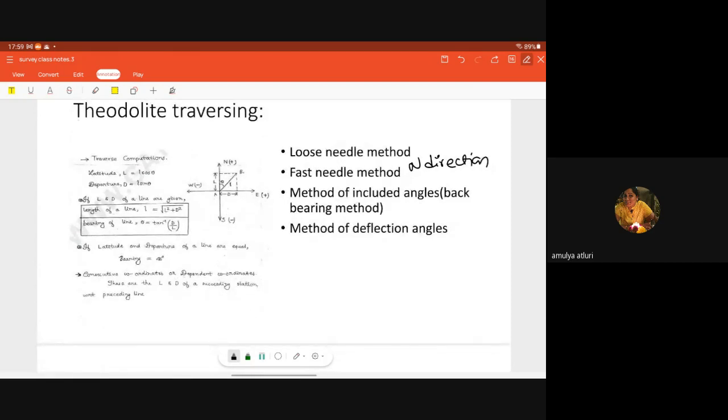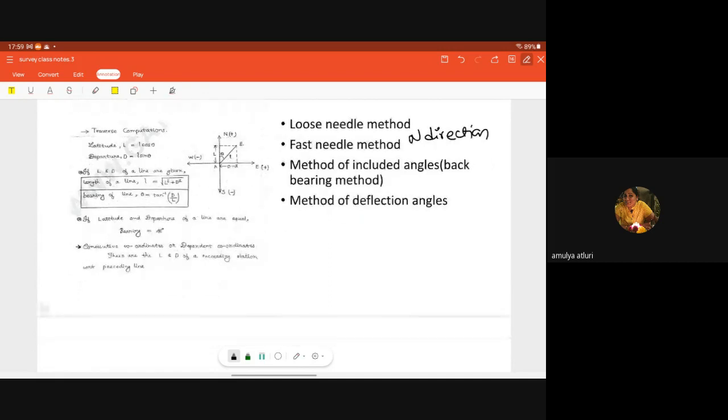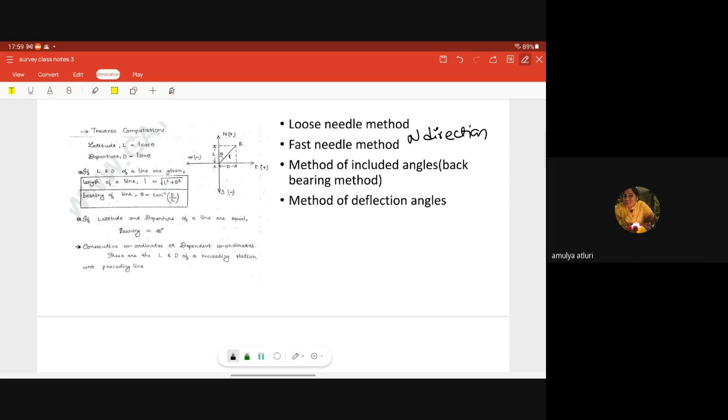The method of included angles. It is also called as back bearing method. Okay. So this is used for Gale's traverse table. Method of deflection angles. It is suitable for open traverse.